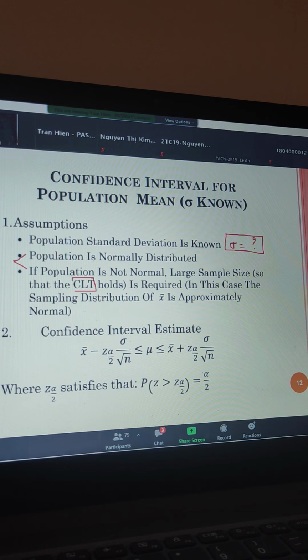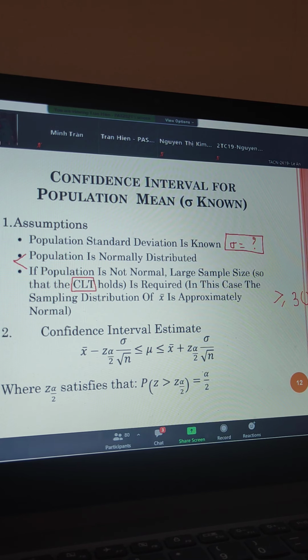Do you remember CLT class? What is this? Central limit theorem. Yes, you can apply the central limit theorem because this theorem says that when your sample size is greater than or equal to 30, the sampling distribution of the sample mean will be nearly or approximately normal. You can check. Okay, so after that you can find the confidence interval estimate for the population mean by using the formula.